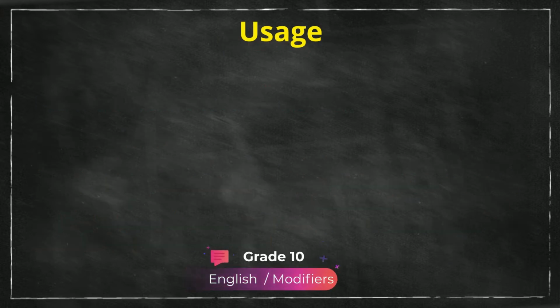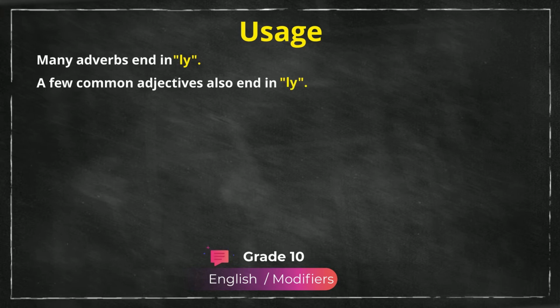Identifying adverbs can sometimes prove a little challenging, so remember, many adverbs end in -ly, but not all of them do. A few common adjectives also end in -ly. Therefore, you cannot tell whether a word is an adjective or adverb simply by looking for the -ly ending. To determine whether a word is an adjective or an adverb, determine how the word is used in the sentence. Take a look at these two examples.